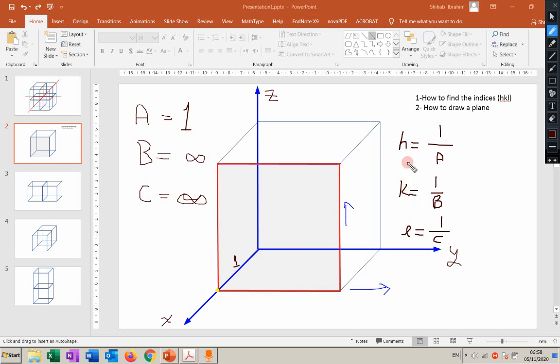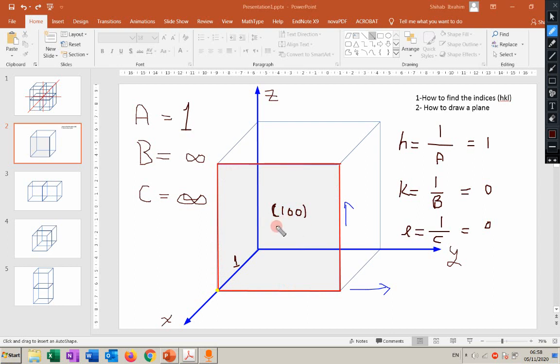This HKL, the Miller indices for the plane, we find like this: 1 over 1, that's going to be 1. Now 1 over infinity will be 0. Anything over infinity will be 0, and 1 over infinity again will be 0. So if you represent this plane, we represent it in this manner. We'll say 1, 0, 0.